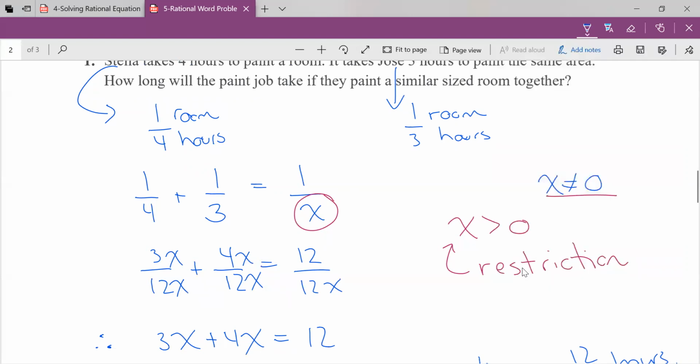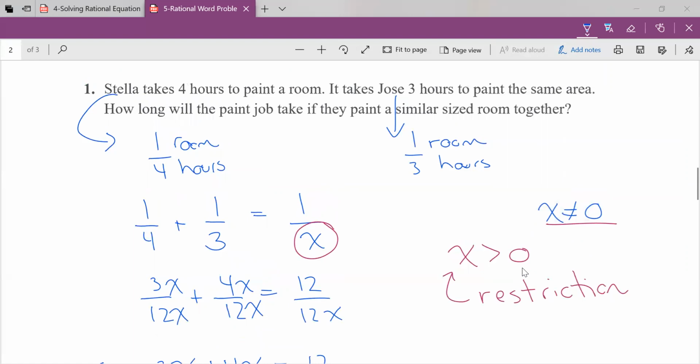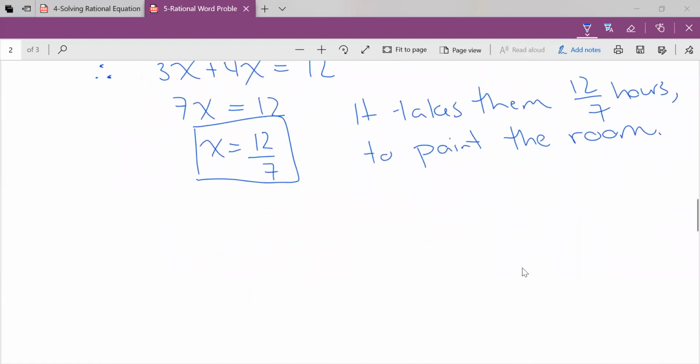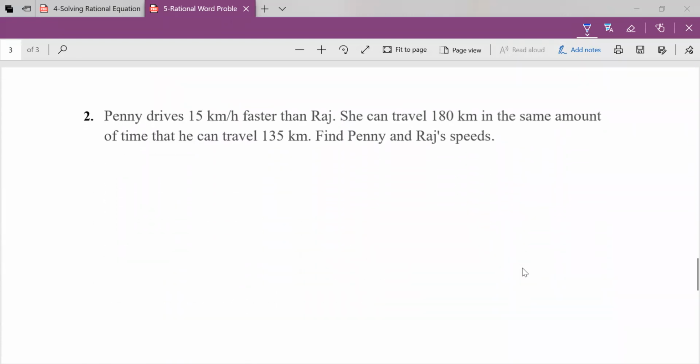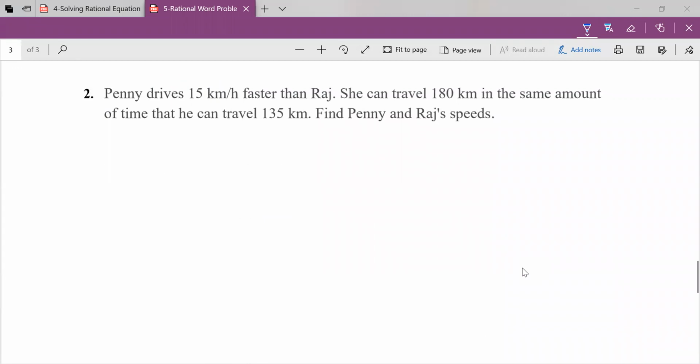Okay, so this type of question here where it's a couple people working together to do something, you'll see a lot of that in the textbook. I think kind of the more famous question is something like this. Okay, so who do we got? We got Penny and Raj. Okay, what's that? That's the Big Bang Theory, I think, right?